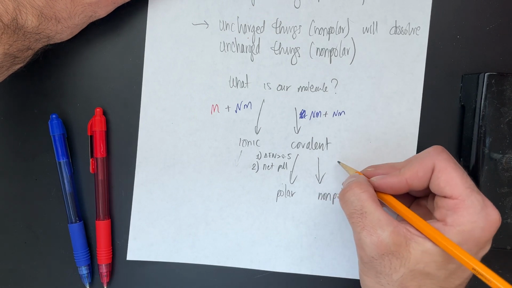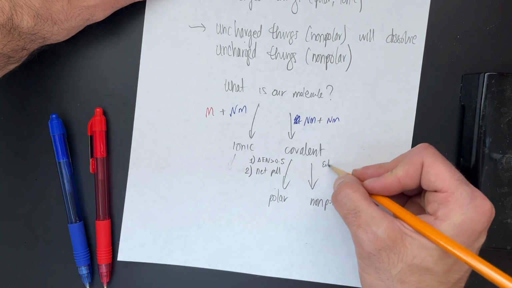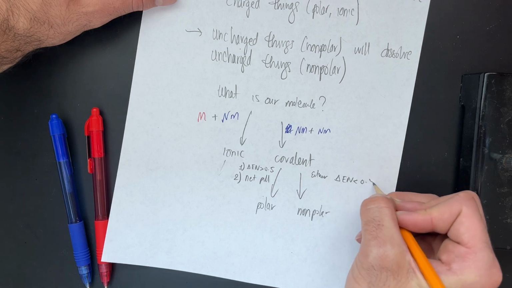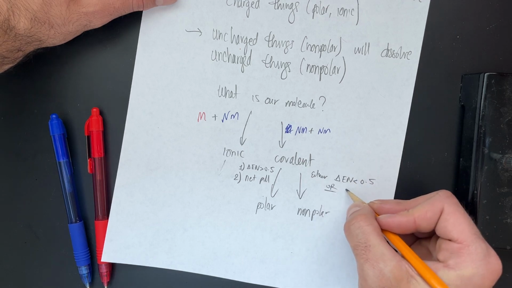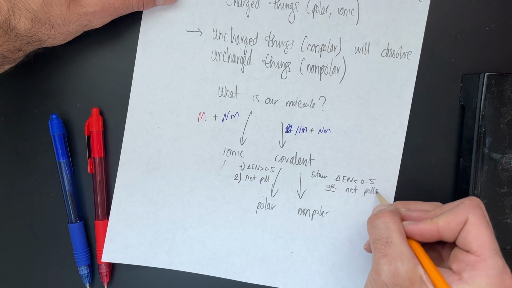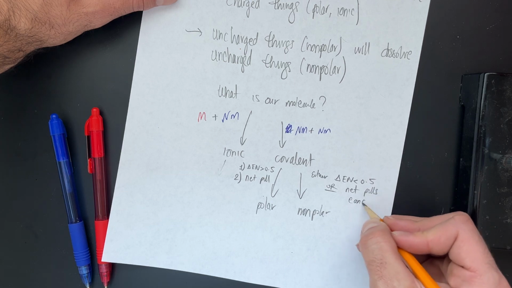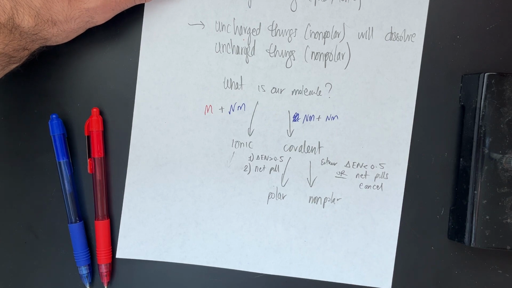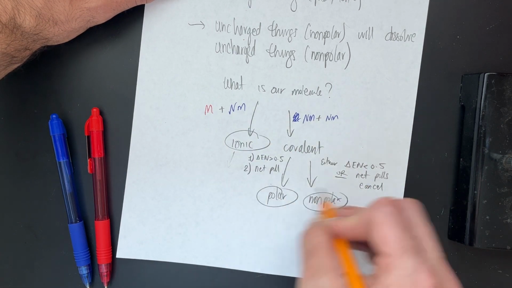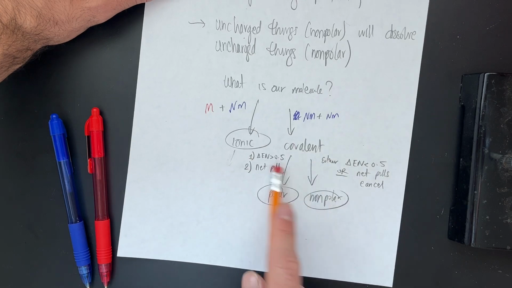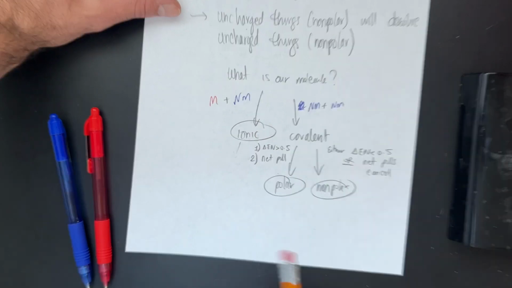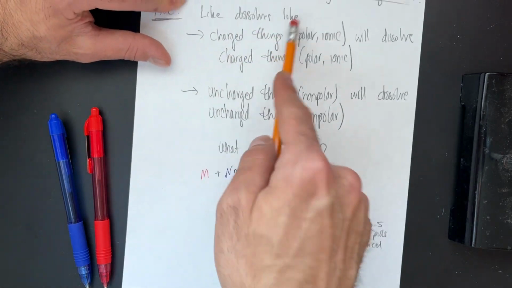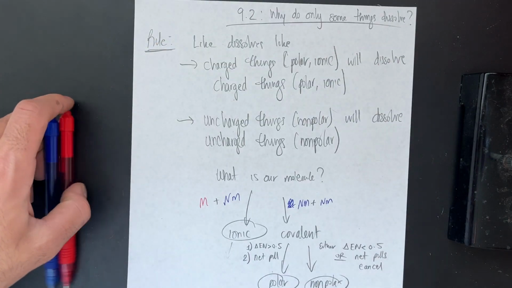Versus for nonpolar, either the electronegativity difference for all of the bonds is less than 0.5, or if there is a net pull, the net pulls cancel, okay? So those are the things that make it nonpolar. And so go through this flowchart for each molecule, determine if it's ionic, polar, or nonpolar, and then apply this rule, like dissolves like, to determine if things dissolve.